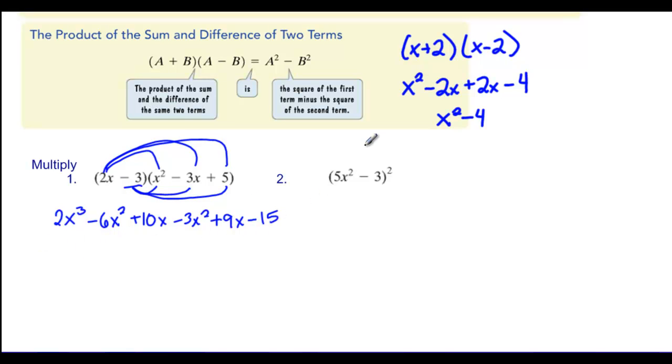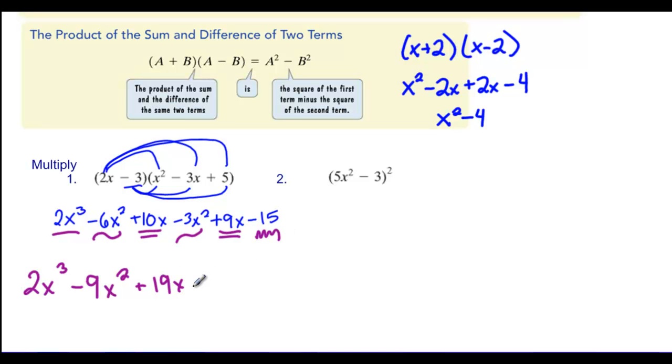And now we need to go through and combine like terms. So we're going to start with our highest exponent. So we've got the 2x cubed, and this is the only cubed term, so 2x cubed. And now we're going to look at our squares. So we have negative 6x squared minus 3x squared, so minus 9x squared, plus 10x and plus 9x, so plus 19x, and then our constant of just minus 15.